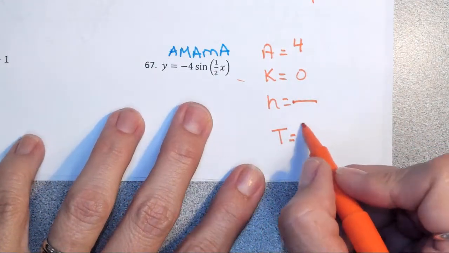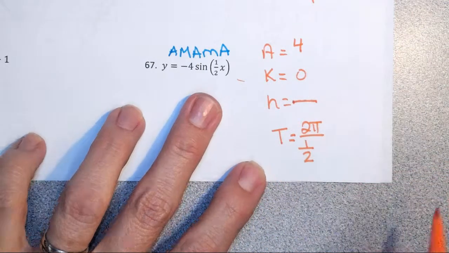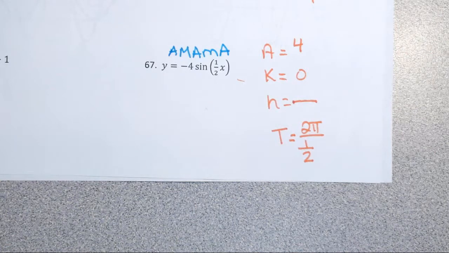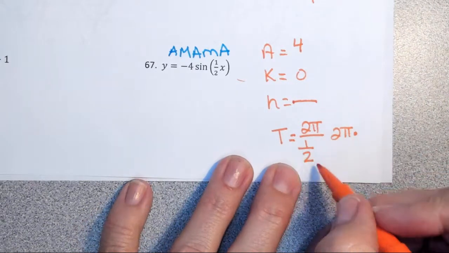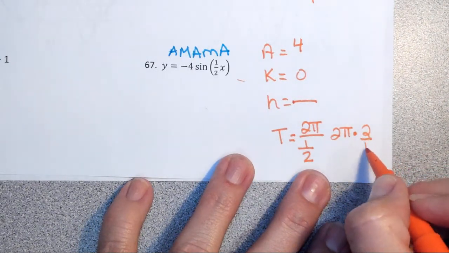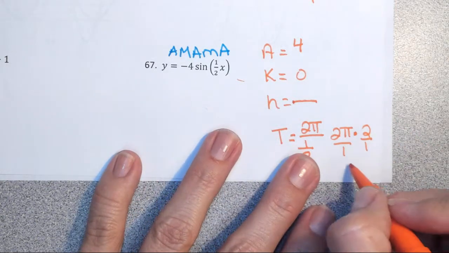And then we're going to do our period. Our period is 2 pi divided by b. My b is 1/2. Dividing fractions is easy as pi. We flip the second and what? So 2 pi times, if I flip 1 over 2, it changes to 2 over 1. So what does my period end up being? 4 pi.